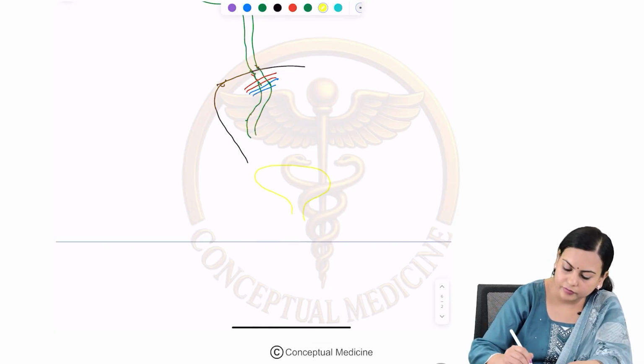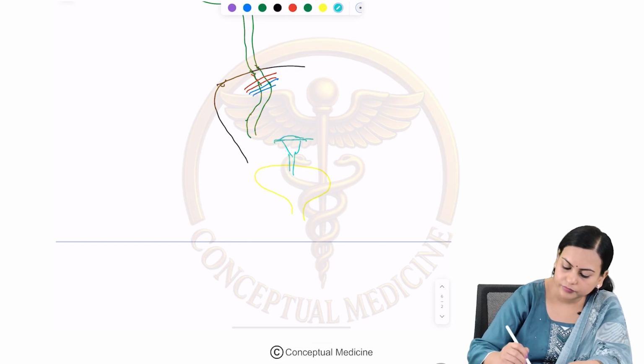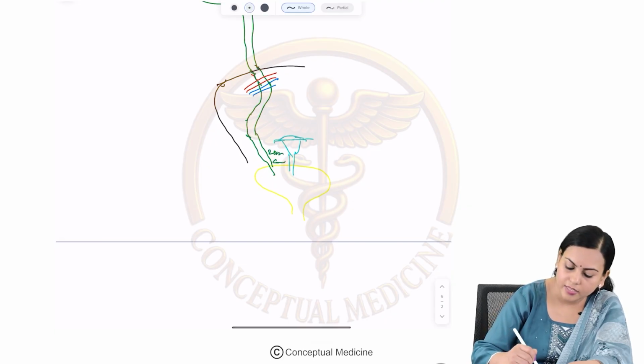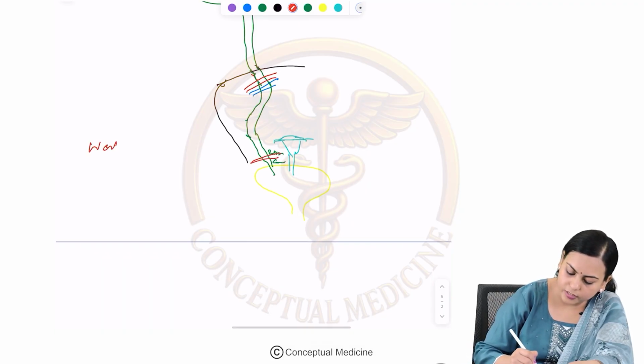This is the bladder and we'll have the uterus also here, right? Now as it descends down, it passes 2 centimeters laterally to the cervix where it will be crossed by the uterine artery. At this point you have to keep one term to remember this relation, that is water under the bridge, as it passes near the cervix.